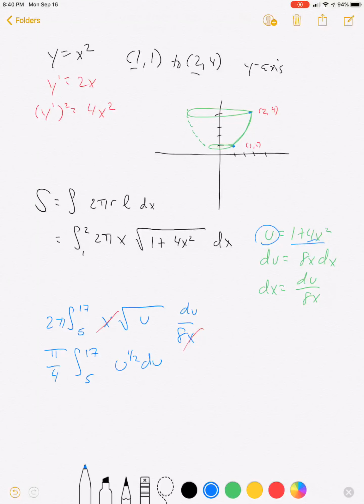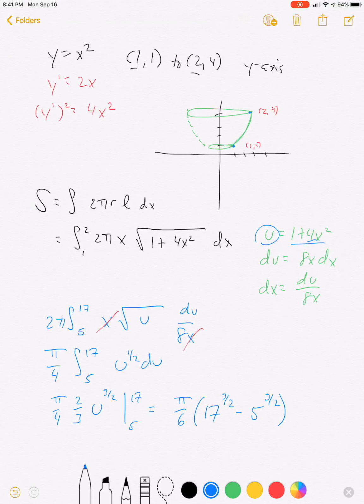Now I'm ready to take antiderivatives. So I'll get pi fourths times the antiderivative of u to the 1/2, which is u to the 3/2 times 2/3, evaluated from 5 to 17. Simplifying, pi fourths times 2/3 gives pi sixth. Then plugging in the 17 gives me 17 to the 3/2, and plugging in the 5 gives me 5 to the 3/2.